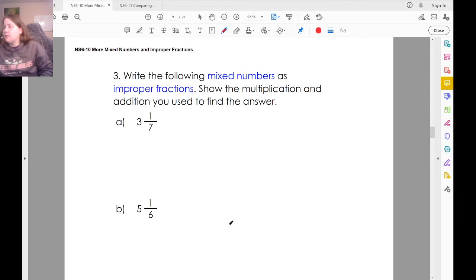Let's go ahead and write these mixed numbers as improper fractions. Same thing. Go ahead and try it on your own, and when you come back, we'll talk about it.